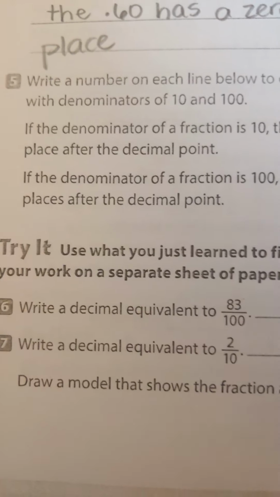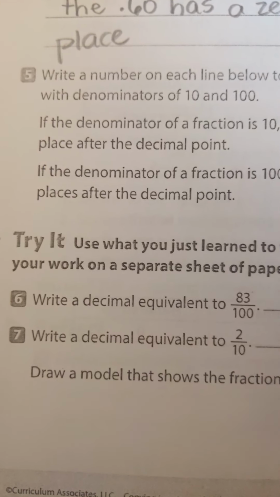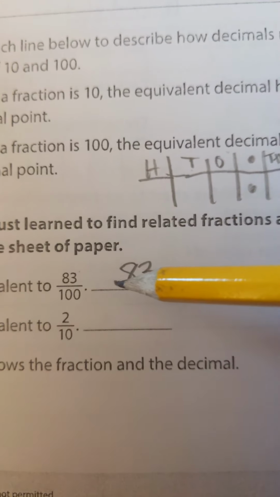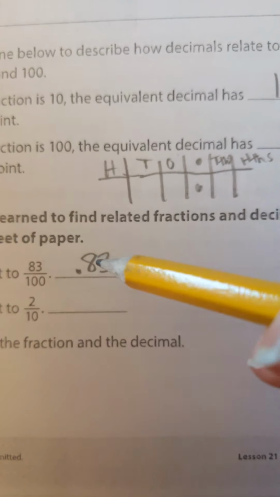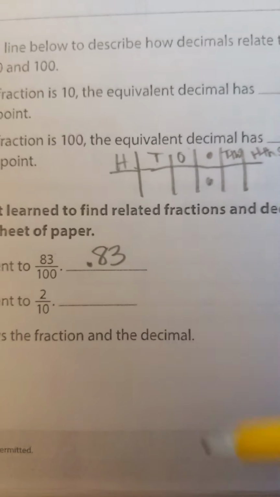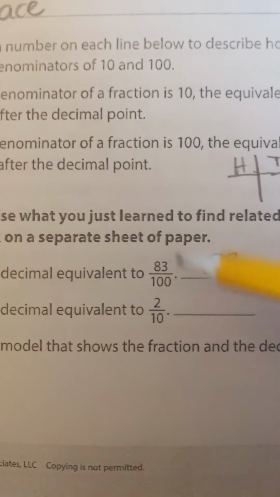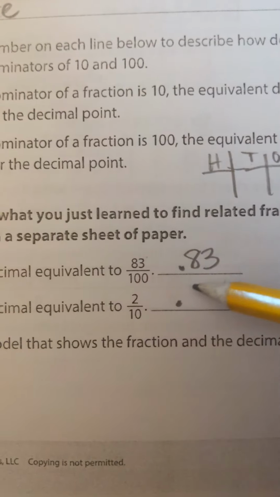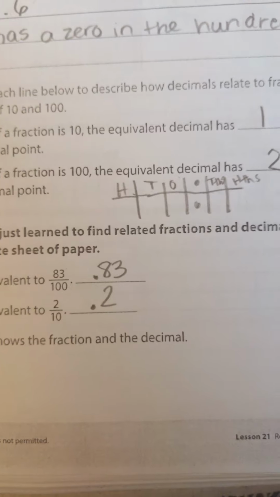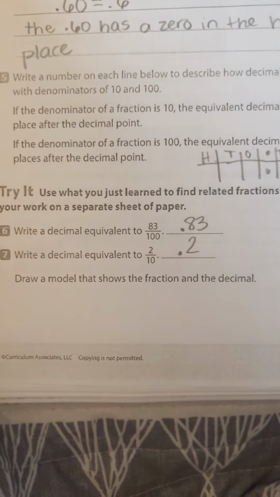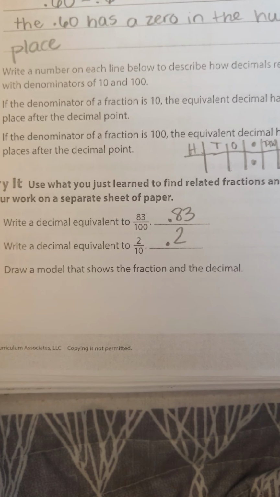So 83 hundredths is going to be 83 hundredths. Here's my decimal point, kind of like my chart, tenths, hundredths. 2 tenths is going to be, there's my decimal point and the tenths place. Draw a model that shows the fraction and the decimal.